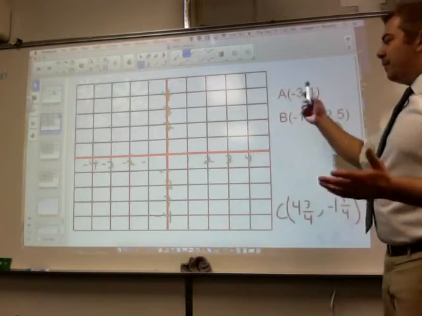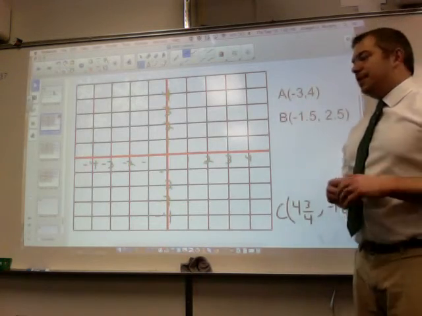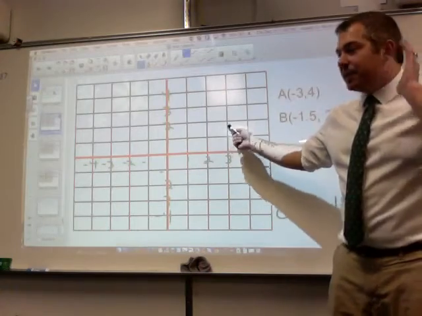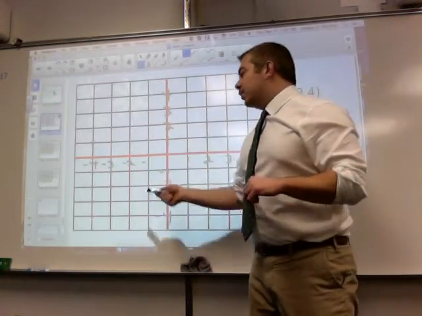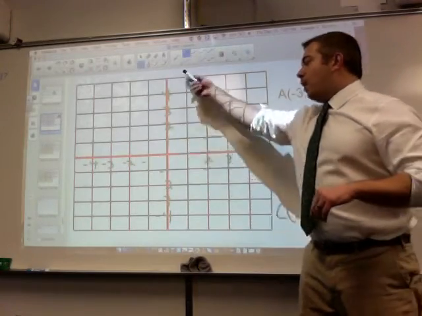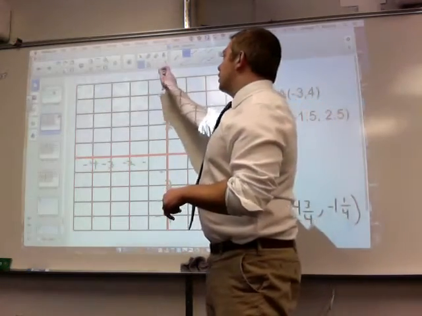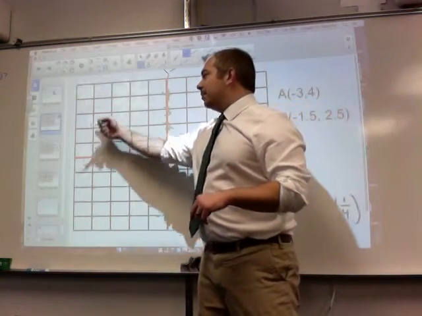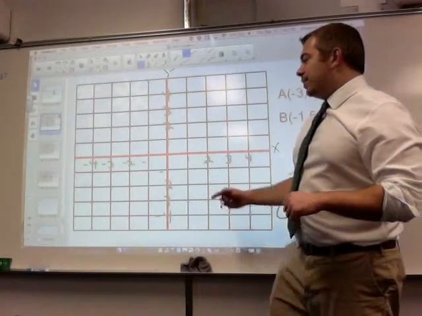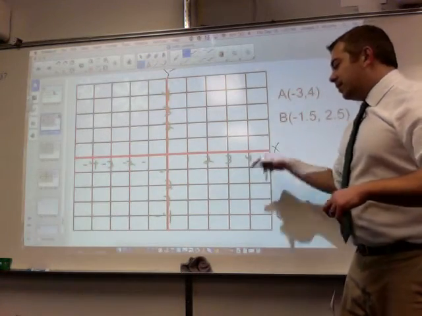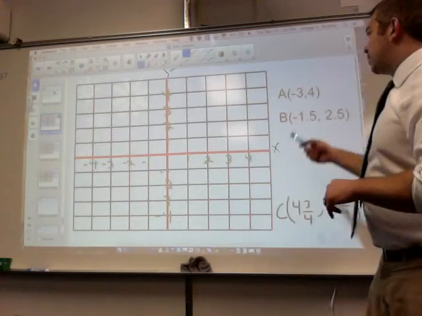Okay, so we've got another coordinate plane on here. Let's see if we can remember what quadrant this would be. I can't hear you. It's quadrant 1, quadrant 2, quadrant 3, and quadrant 4. Quadrant 1 is positive y and positive x. Quadrant 2 is negative x, positive y. Quadrant 3 is negative and negative. And quadrant 4 is positive x, negative y. Let's do our first one on here.